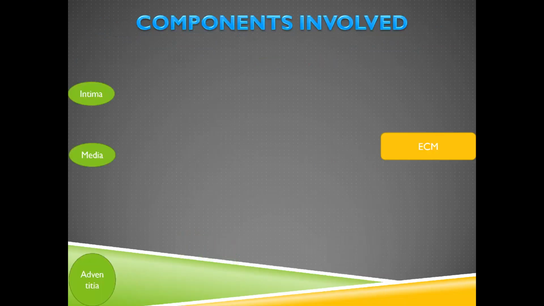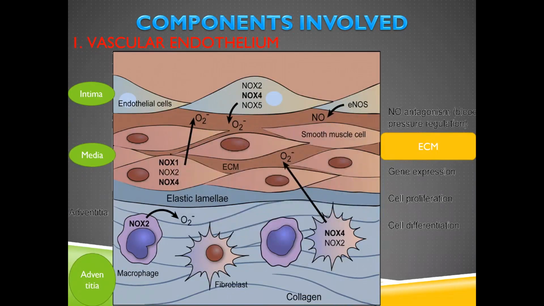Now, what are the components which are involved in the formation of clot or the coagulation process? You have these important structures called the intima, the media, and adventitia of the vasculature, and also the extracellular matrix, ECM. So vascular endothelium forms an important component, and these are the things that are involved. This picture tells you what structures will be involved.